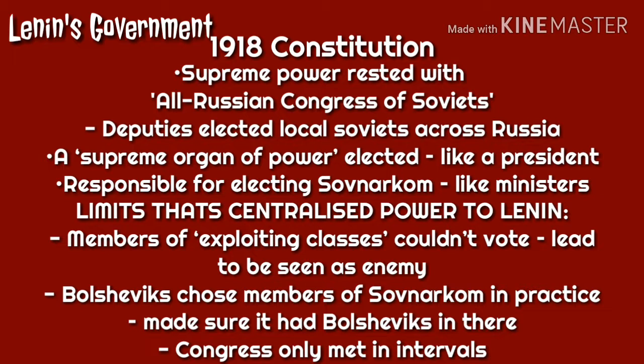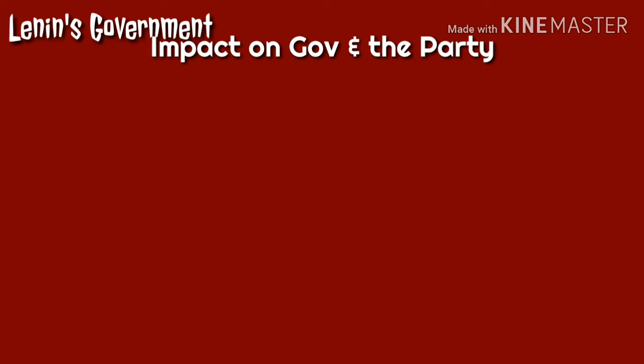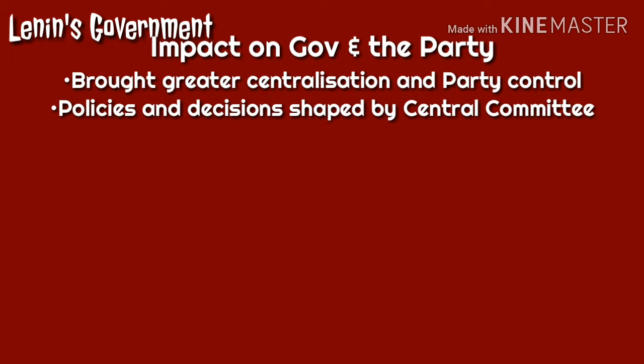The members of the exploiting classes couldn't vote because they were seen as an enemy. The Bolsheviks in the end chose the members of Sovnarkom to ensure that there was Bolshevik membership. Congress only met in intervals, and if something happened when it wasn't around, the Sovnarkom dealt with it instead. Impact on government and the Bolshevik Party. This brought greater centralization and party control.